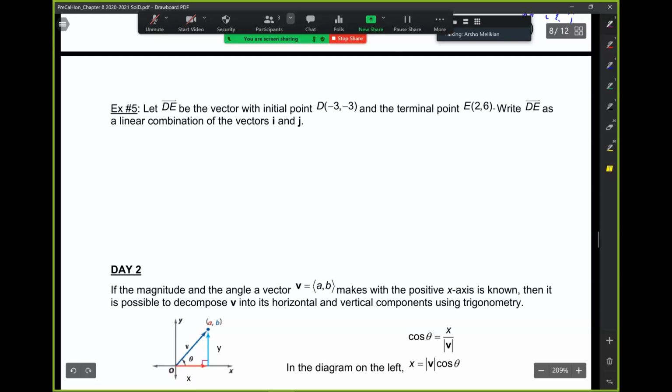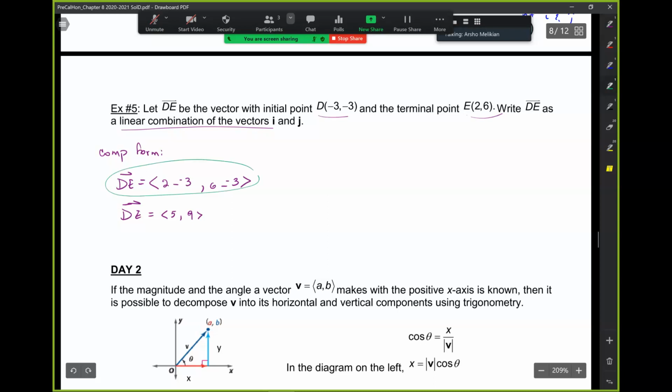Okay, so let's do this one problem as well, and then we can stop. Let DE be a vector with initial point this and terminal point that. Write DE as a linear combination of the vectors i and j. I like to first put it in component form. It's easier for me. So DE is 2 minus minus 3, 6 minus minus 3. DE is 5, 9.